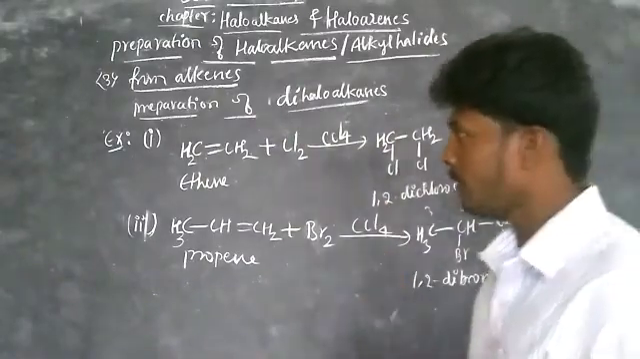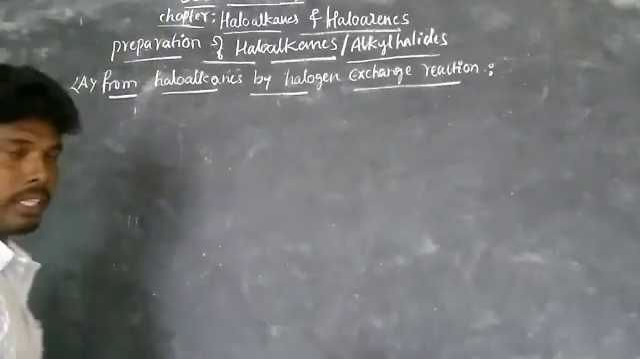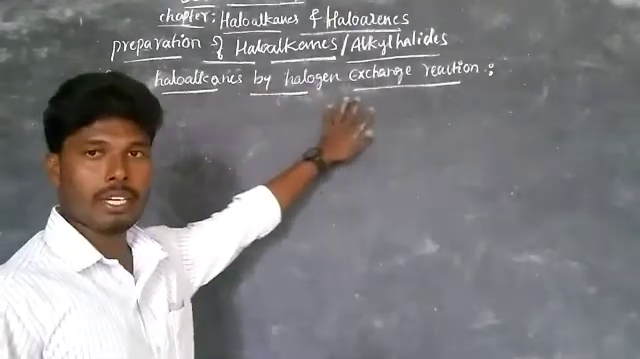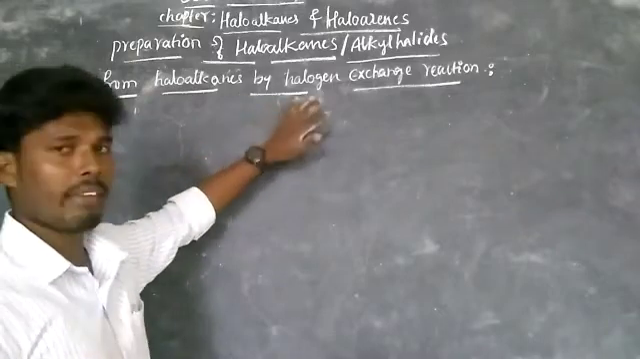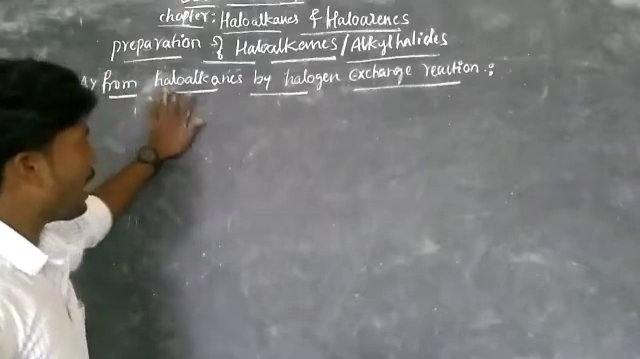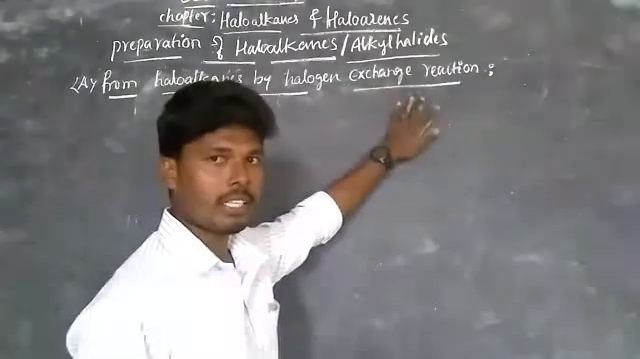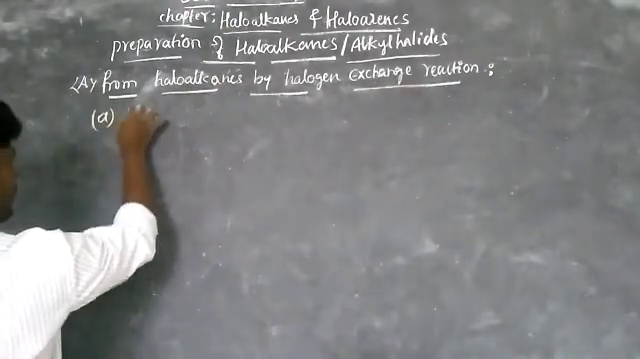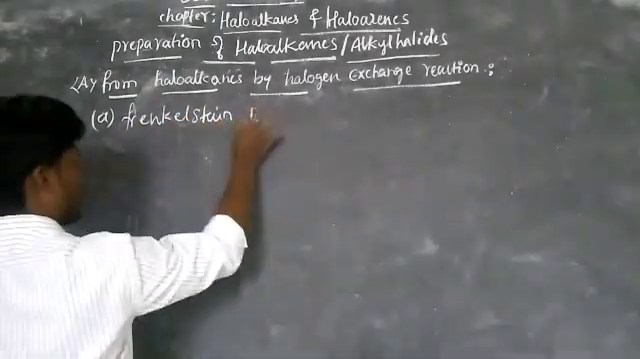Now the next method, the fourth one, is from haloalkanes by the halogen exchange method. So observe here, what is the miracle? We are going to prepare alkyl halides or haloalkanes from haloalkanes only. That is called the halogen exchange reaction or halogen exchange method. Now the first one is the Finkelstein reaction.